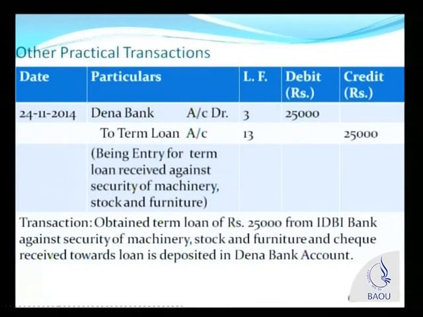Now which account is debited by us? Dena Bank account is debited by 25,000. Why? Because Dena Bank is our asset. We have got a current account with Dena Bank. Now how do we know we have got a current account? Usually the banks do not open savings accounts for business enterprises. They open only current accounts. So we call it, we have got a current account with Dena Bank. In Dena Bank our balance will increase, because we have deposited a check of rupees 25,000 received from IDBI Bank towards term loan into Dena Bank.